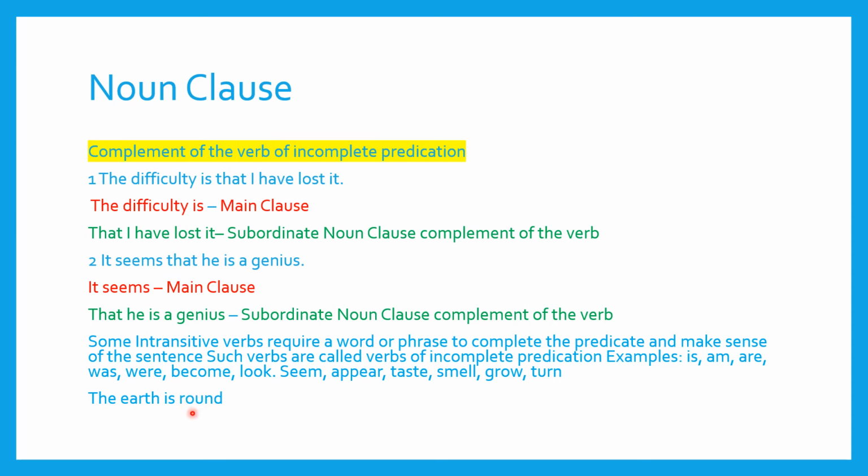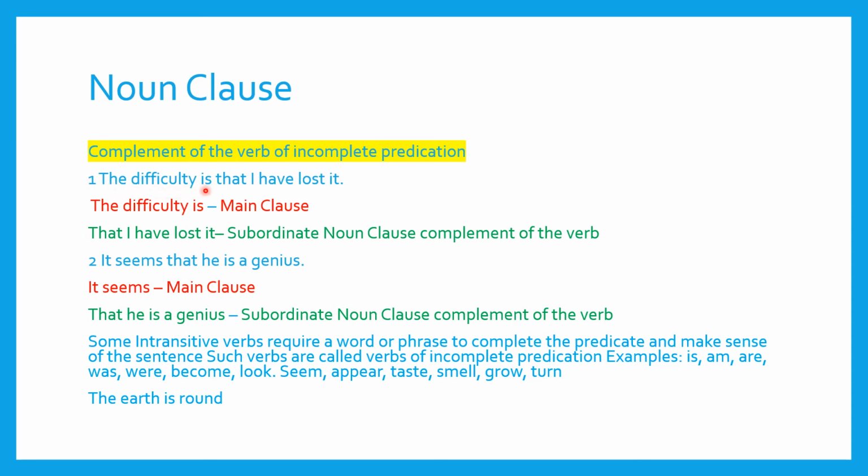So therefore this word round is a complement of this verb, which is a verb of incomplete predication. Similarly, we are studying clauses. So here also the subordinate clause is a complement of this verb of incomplete predication. Let us understand this with the help of an example.